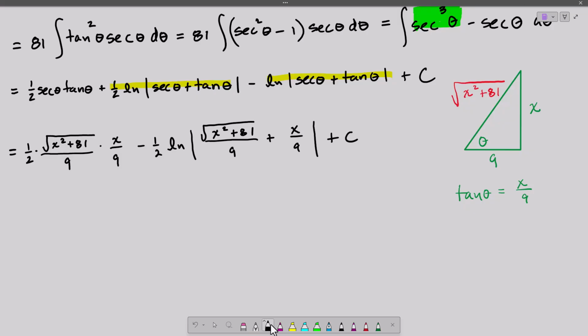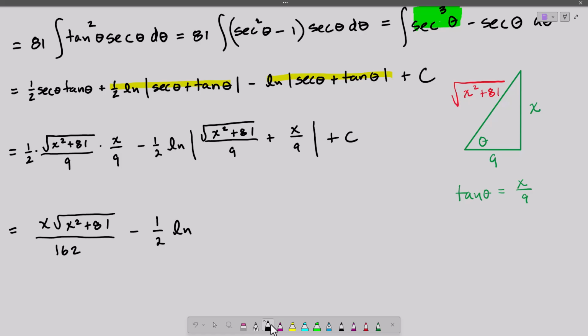So let's get some simplification going here. We're going to have an x multiplied by the square root of x squared plus 81, divided by 81 times 2. 81 times 2 is 162. And then here we're going to have 1/2 minus 1/2 natural log.